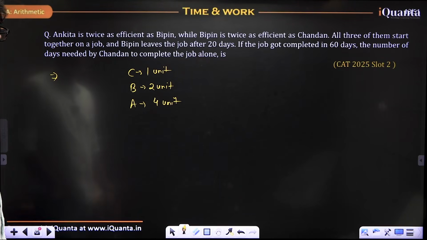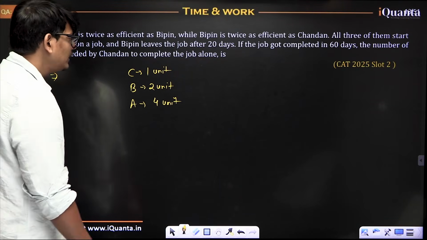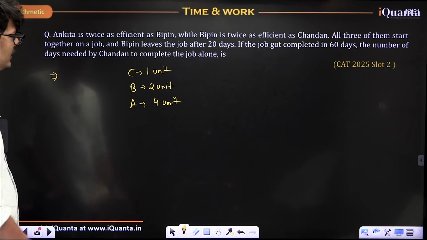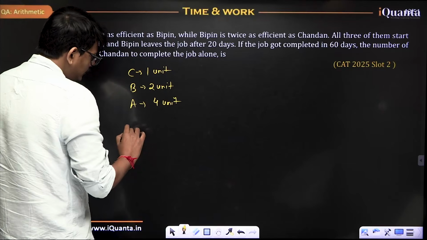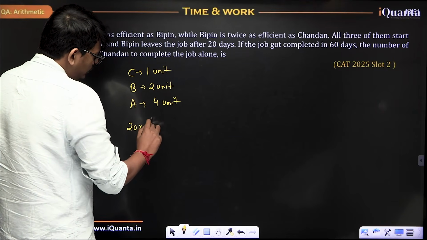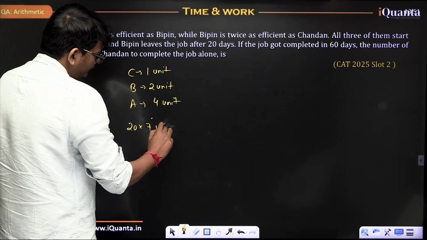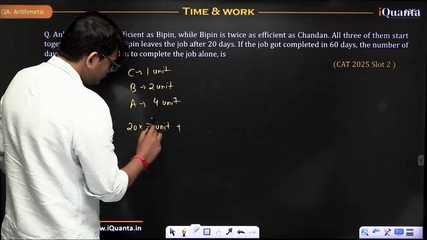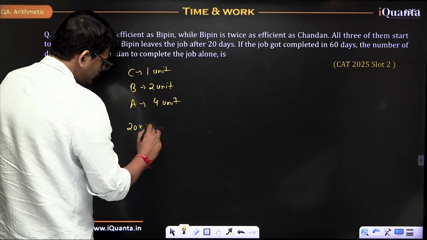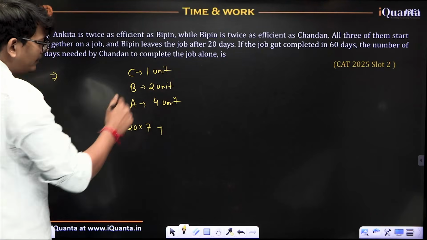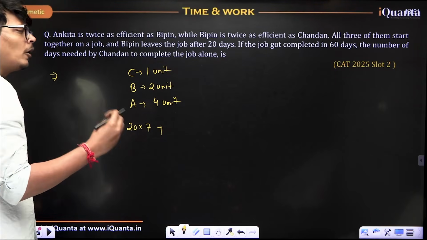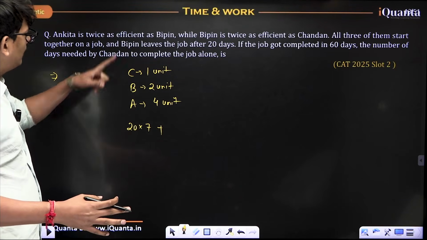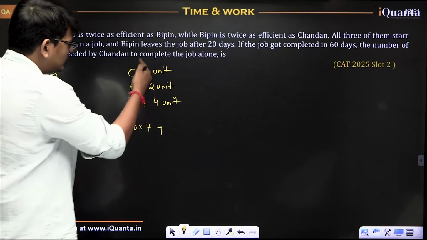If all 3 of them start together on a job and Bipin leaves the job after 20 days, so that means these 3 people work for 20 days. So 20 into 7 unit plus, these 3 combined efficiency 7. If the job got completed in 60 days, that means for the remaining 40 days, Bipin has gone. So C and A will be working.